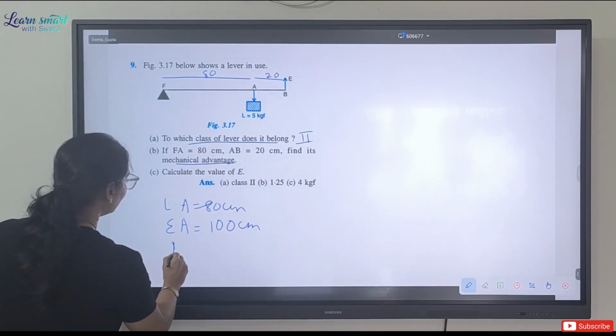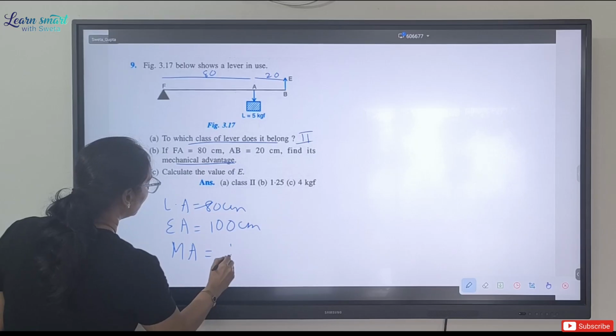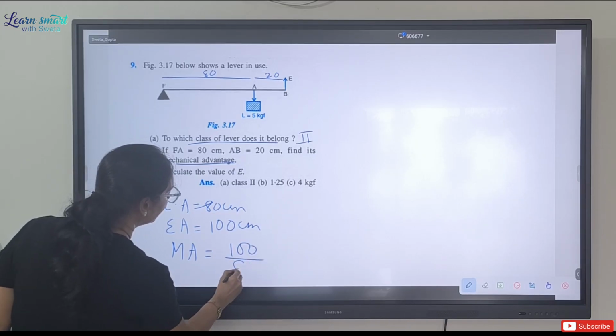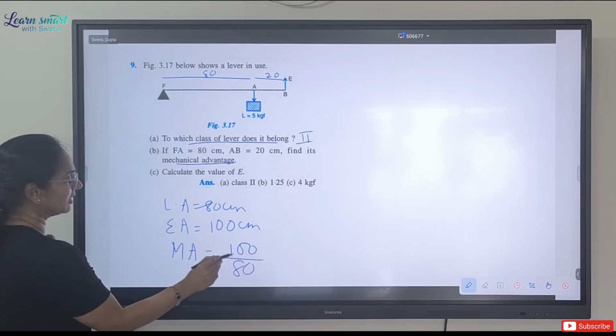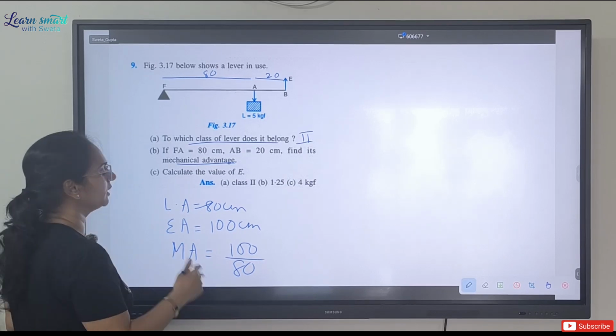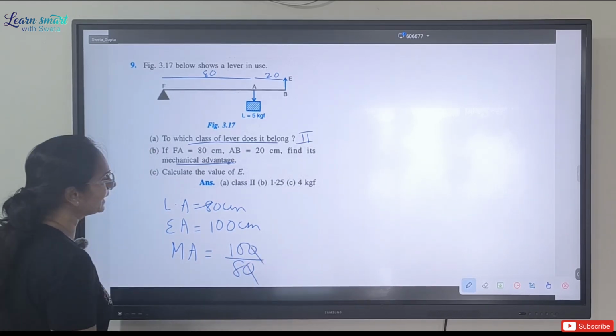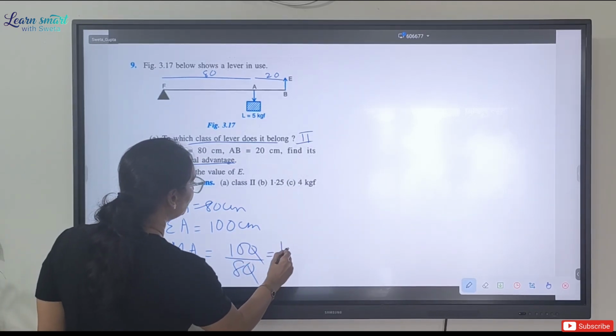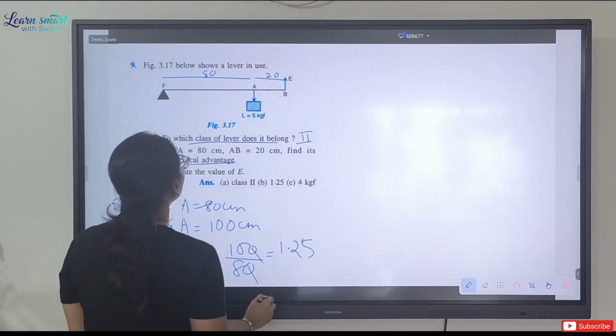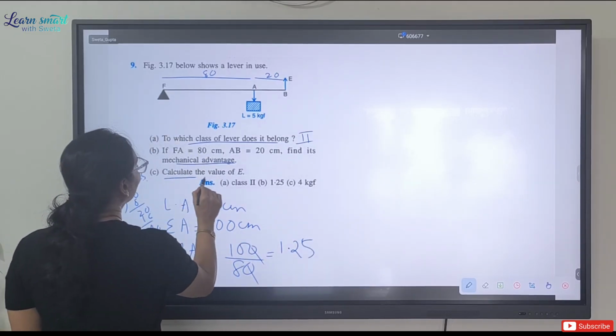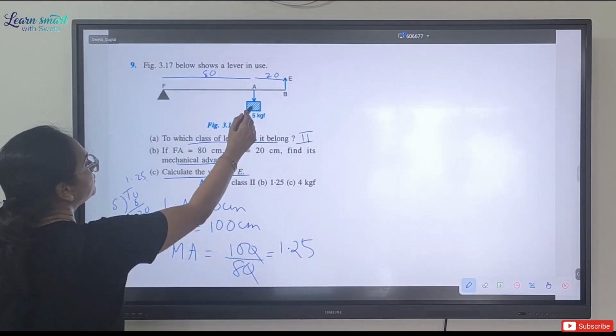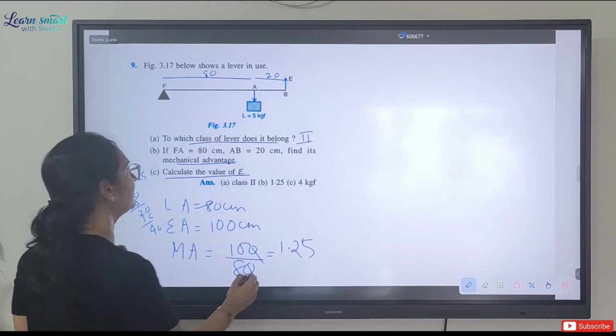So mechanical advantage will be how much? 100 upon 80, which is effort arm upon load arm, length of effort arm upon length of load arm. And just calculate, you will get it as 1.25. Now they are asking calculate the value of E. Effort we have to calculate. So how much is the effort?